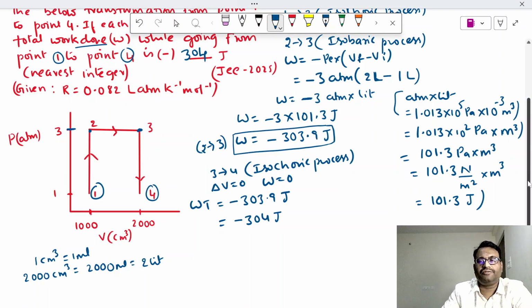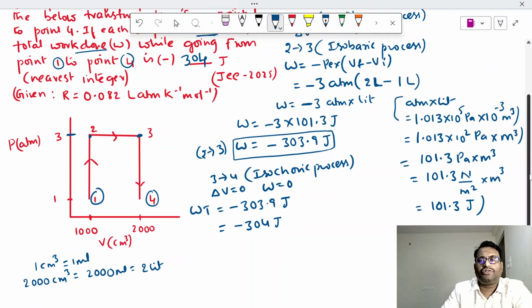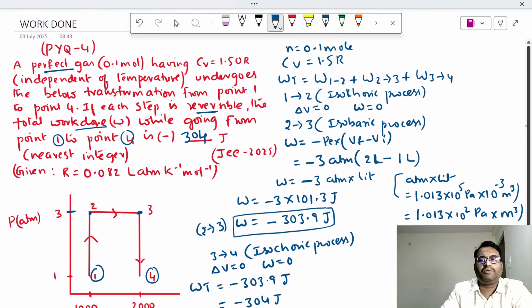Okay, understood? So these are the problems given in JEE Mains in the previous years based on the PV graphs. I hope everyone understood.